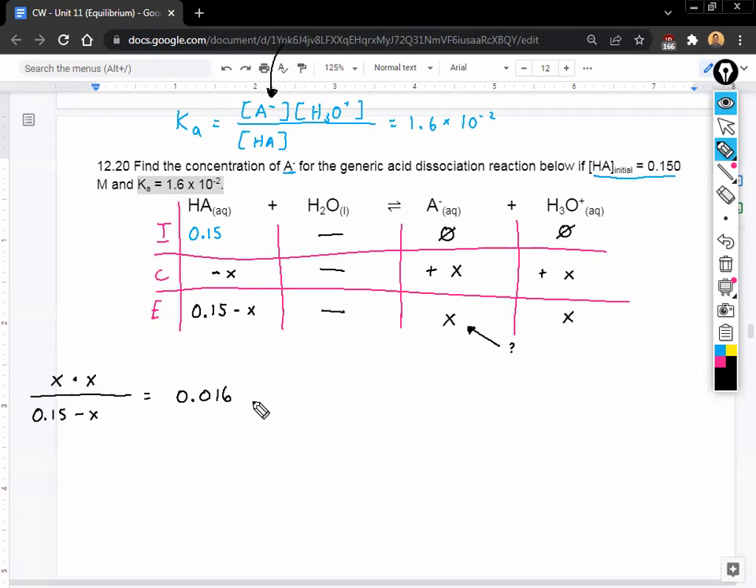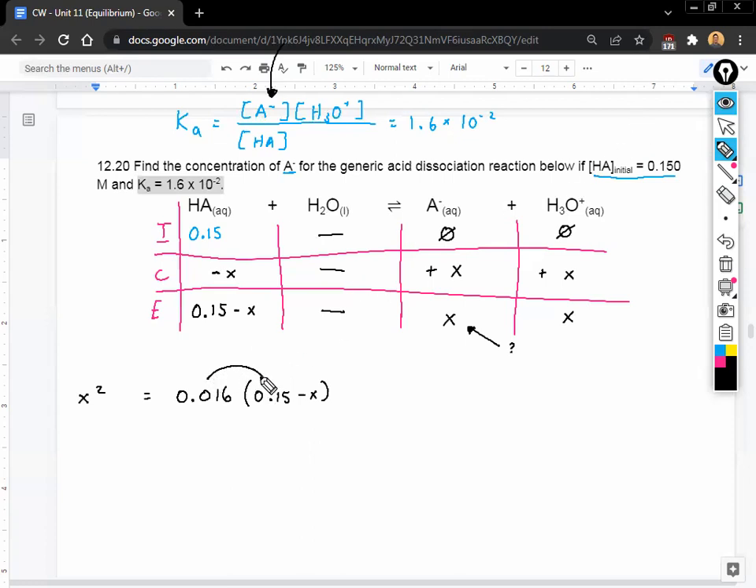Okay, so the easiest way to simplify this is you're going to have to multiply both sides by the denominator, so 0.15 minus x. So I'm going to multiply the right side by 0.15 minus x. If we do that on the left side, this is going to disappear. And we can also simplify x times x as x squared. Okay, so we have our first simplification of the equation. And I think you guys kind of see where we're going with this.